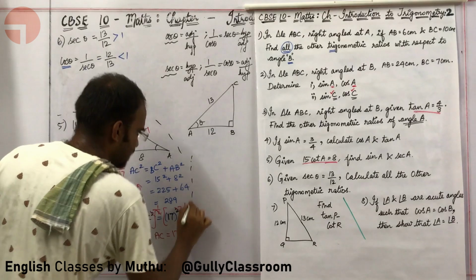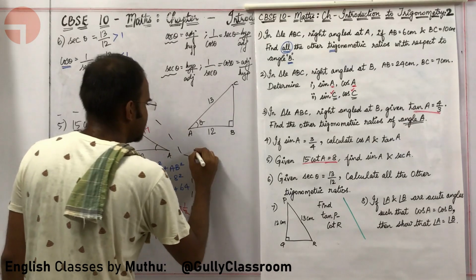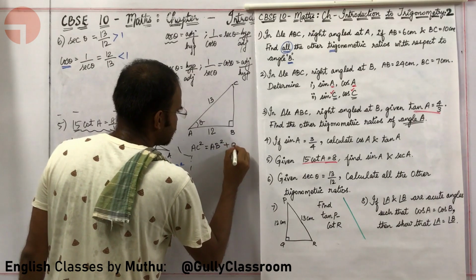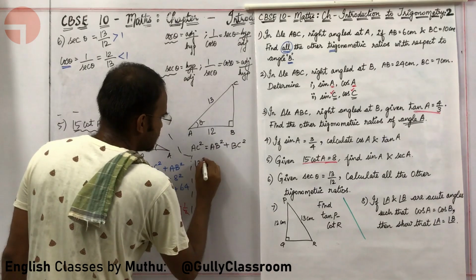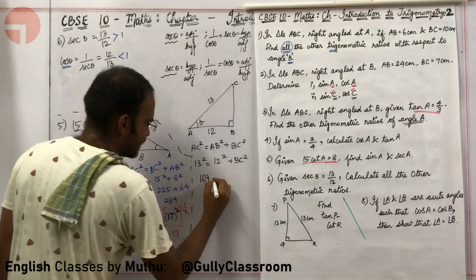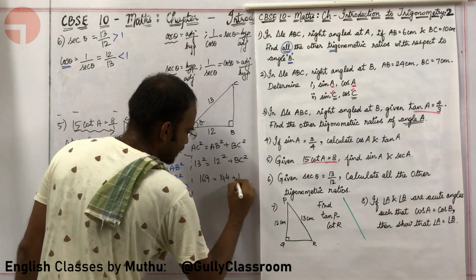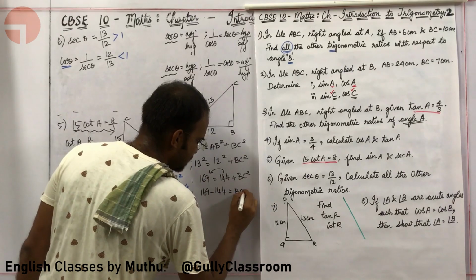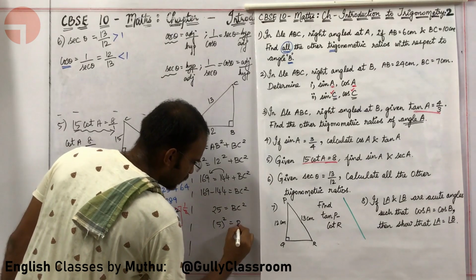In order to measure that value, let us simply apply Pythagoras theorem. Pythagoras theorem says that the square of the hypotenuse is the sum of the squares of the other two sides. AC square is 13 square, equal to AB square, 12 square, plus BC square. 169 is 144 plus BC square. Bring this over here: 169 minus 144 is equal to BC square, 25 is equal to BC square, 5 whole square is equal to BC square.